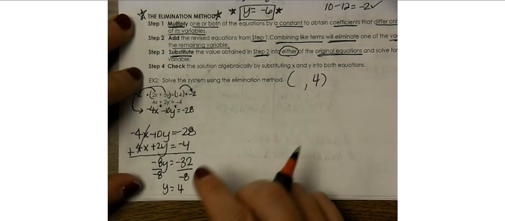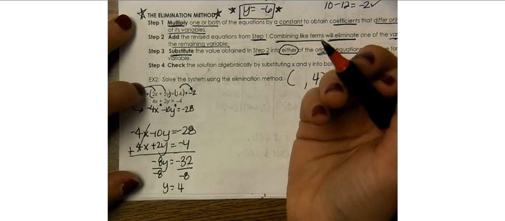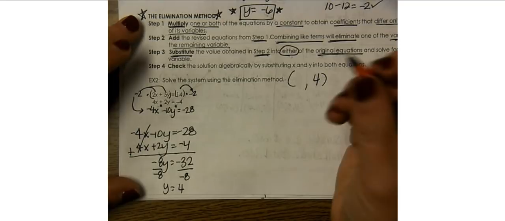So now I'm on to step number 3. It says substitute the value obtained in step 2 into either of the original equations and solve for the other variable. So I'm going to let y equal 4, and I'm going to pick whichever equation makes me feel happy. And I like the first equation. Why? Because it's working with all positive numbers, and I like working with all positive numbers.